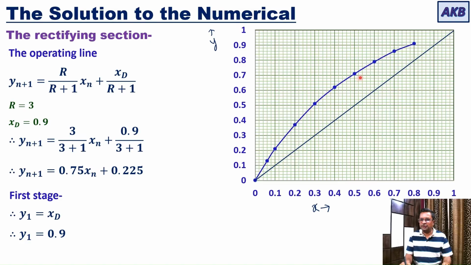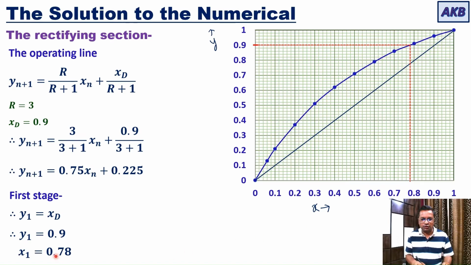In this way, now the distribution diagram is ready with us. So we are going to start with y1 equal to 0.9. We are going to locate that on the distribution diagram. So y1 is located over here. Then after locating y1, I'll be going to the equilibrium curve and getting the corresponding value of x1, which comes out to be 0.78.